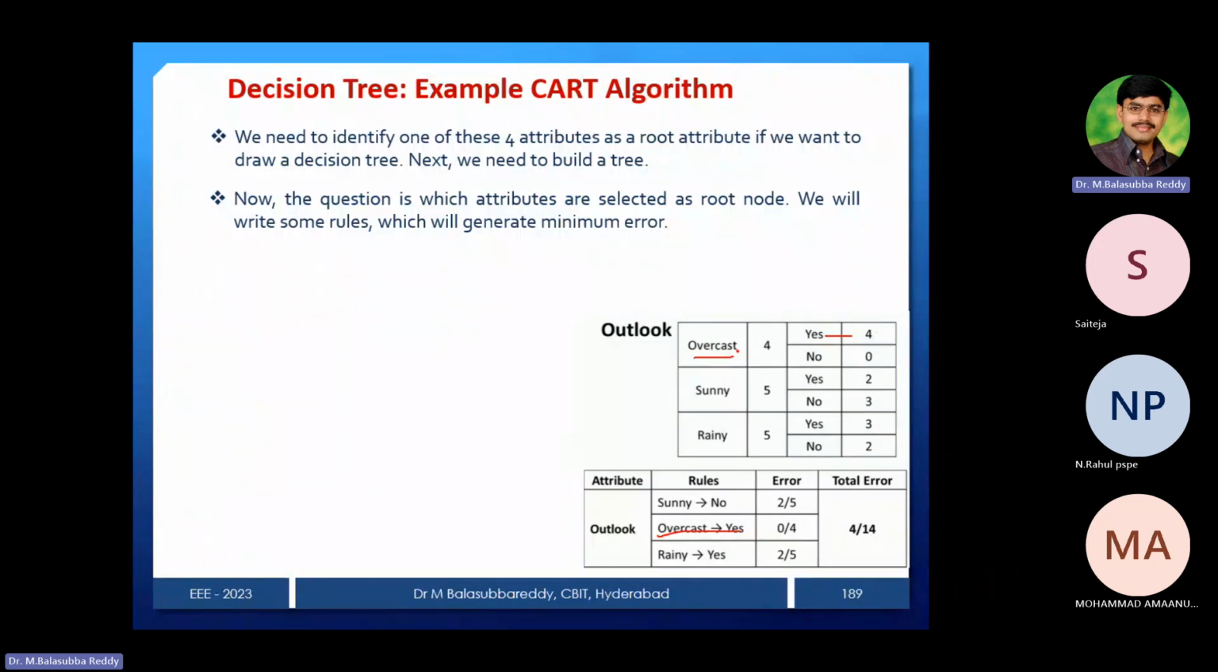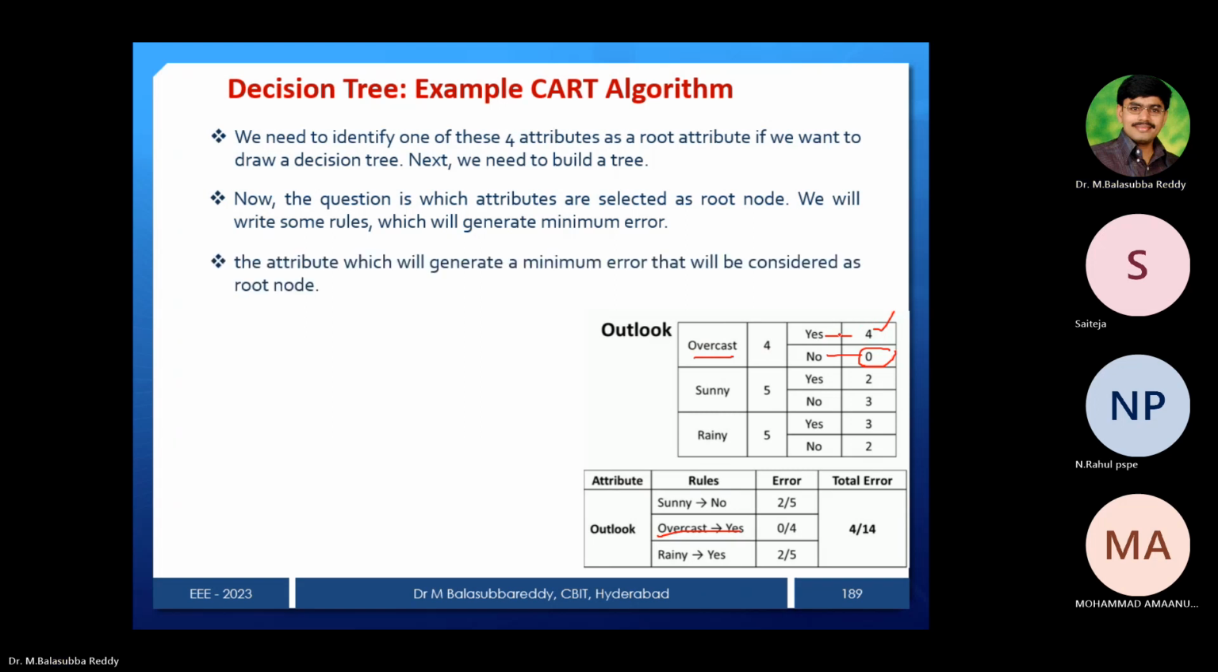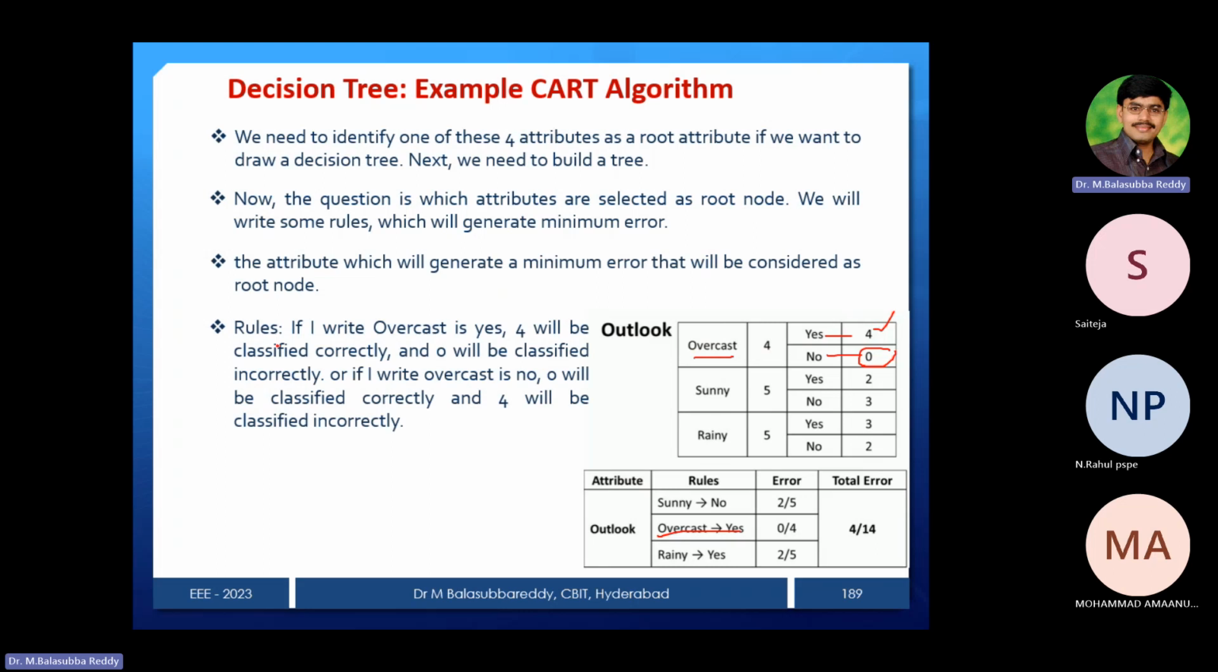So overcast is yes. That means overcast equal to yes is a rule. If it is taken as no, then no such target is there in the overcast case. That means if overcast is yes, the target will be yes, so you are going to play tennis. That's what I mentioned here. Rule: if overcast is yes, there are 4 classified correctly, because 4 instances are correct, and 0 will be classified incorrectly. That means the rule overcast is yes is our rule.